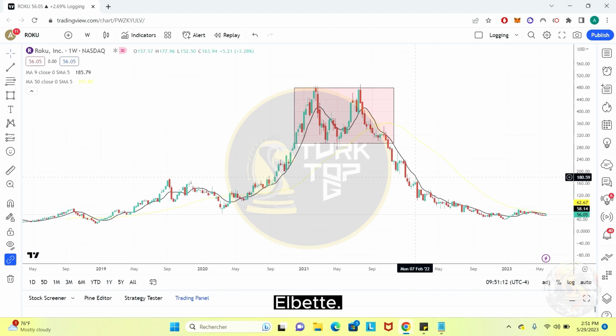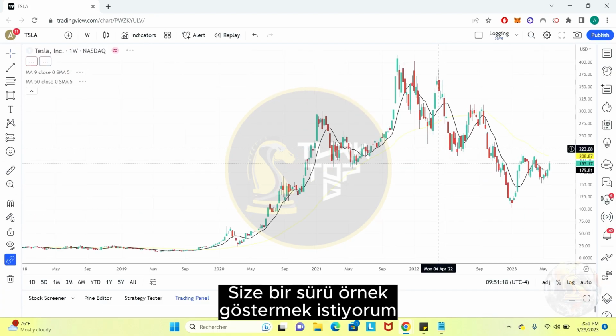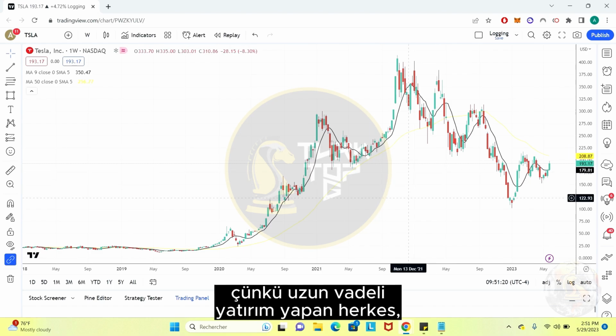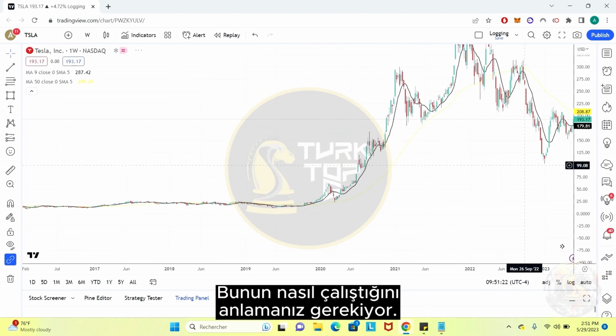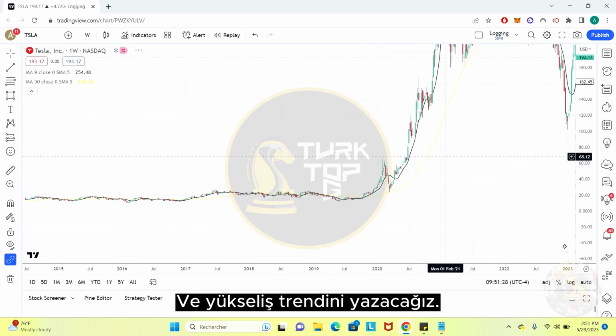All right, let's see a similar example on an uptrend. I want to show you a bunch of examples because all the guys who do long-term investments need to understand how this works. All right, so in this case, let's look at Tesla. This was one of the major trends in 2021, and we will ride the uptrend.